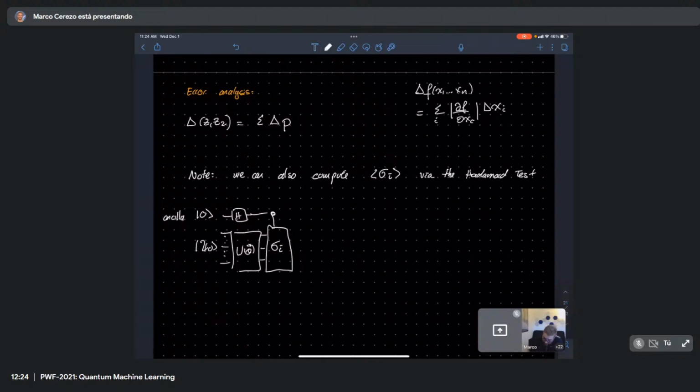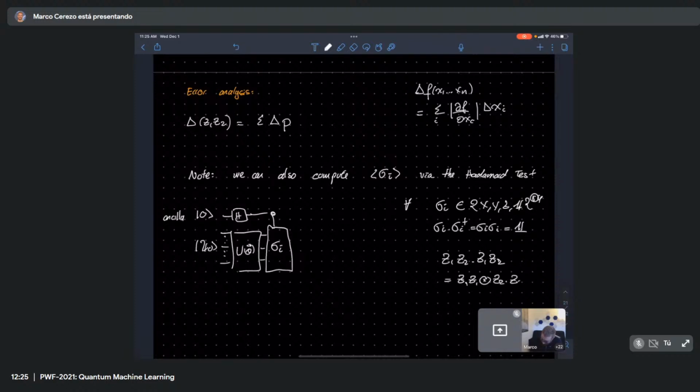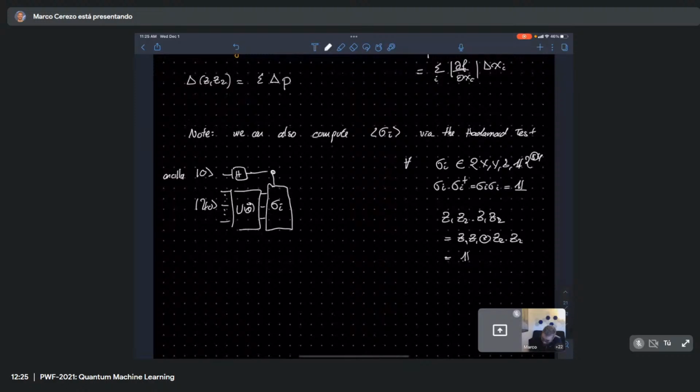And it's pretty obvious that for any sigma i that is a Pauli string, you can always double check that this is a unitary. That sigma i times sigma i dagger. First of all, it's Hermitian. So this is just equal to sigma i squared, which is equal to the identity. And we can think about Z1 Z2 times Z1 Z2, which is just equal to Z1 times Z1 tensor Z2 times Z2. And of course, you know that this is identity tensor identity, right?